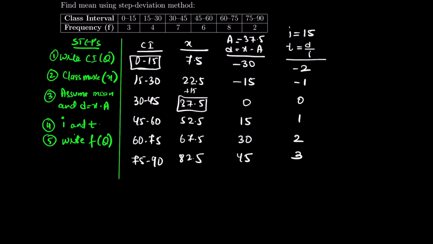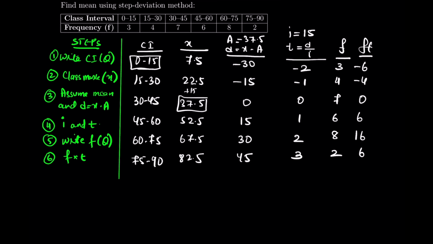Now let's write the frequency using the question. So the frequency is 3, 4, 7, 6, 8, 2. Next, let's multiply f into t. So f into t will be minus 6, minus 4, 0 into 7, 0, 1 into 6, 6, 16, 6.